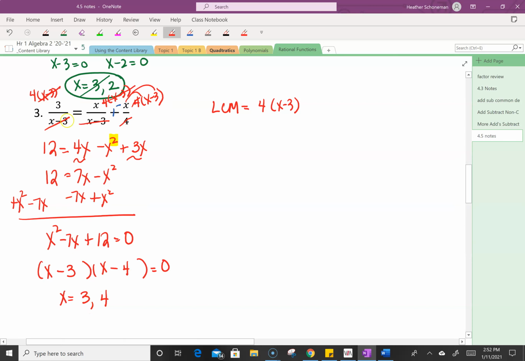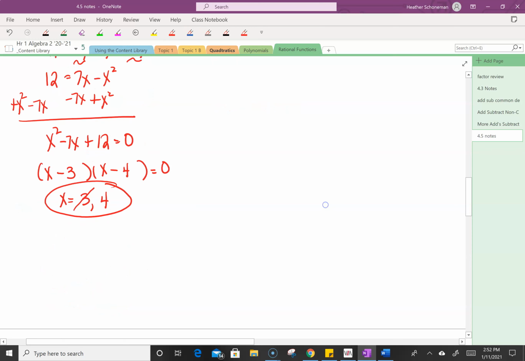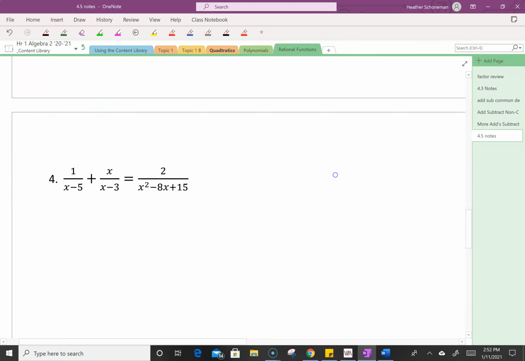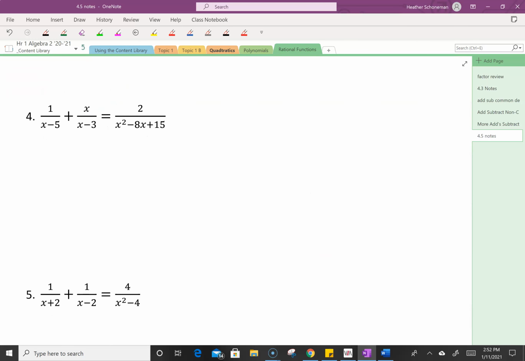But if I plug in 3, 3 minus 3 is 0. That's a problem. 3 is extraneous, and my answer is 4. Now, you probably know this, but the extraneous answer is not always going to be 3. So don't assume that, just a coincidence. Okay, 2 more, and then we're going to stop and continue on the next class.